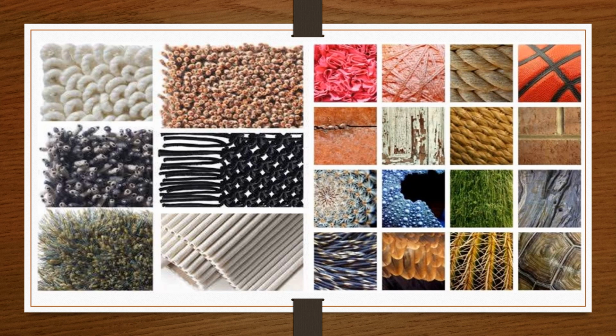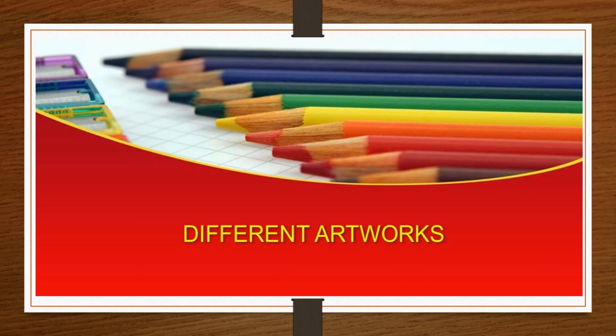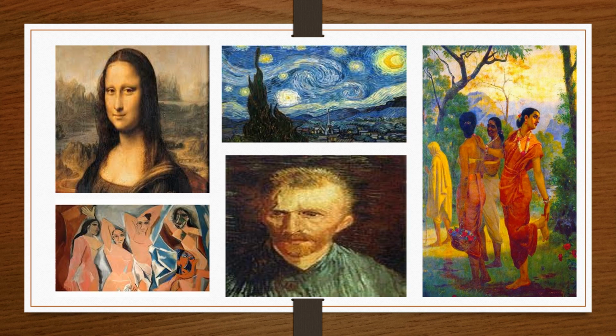So students, here is a picture given to you having different textures which are found around you. So you can go through it. Now we have different artwork of very great famous painters. So students, here are some very beautiful paintings from the very great artists from the world. You can just feel the beautiful colors in this painting and can go through the detail, line work and the detailing done by the artist.